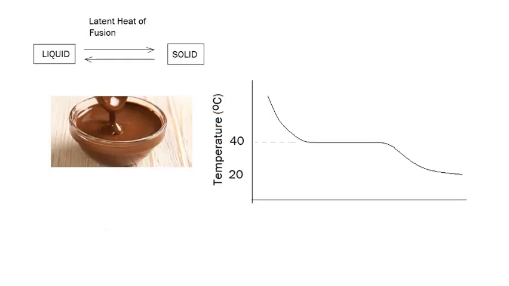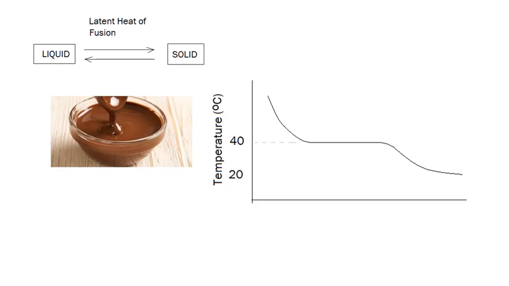Now, the other change of state is when a liquid changes into a solid or a solid changes into a liquid. And again, it's latent heat, but it's latent heat of fusion. Look at this graph here. Imagine we had a load of chocolate that we put in the microwave, so it's all melted. Molten chocolate cooling down, what would a temperature against time graph look like?